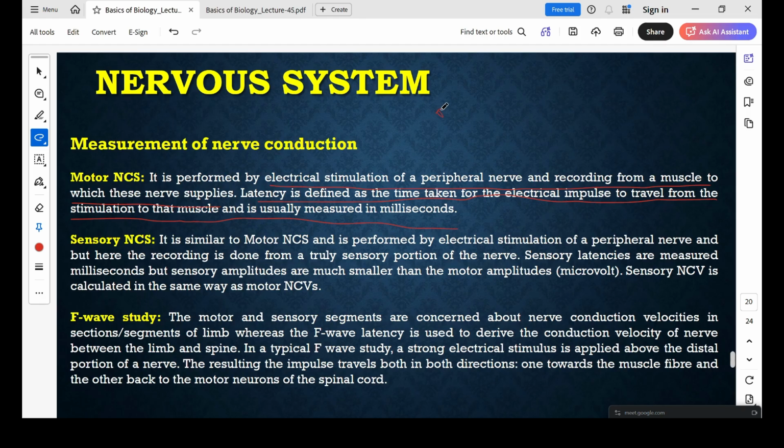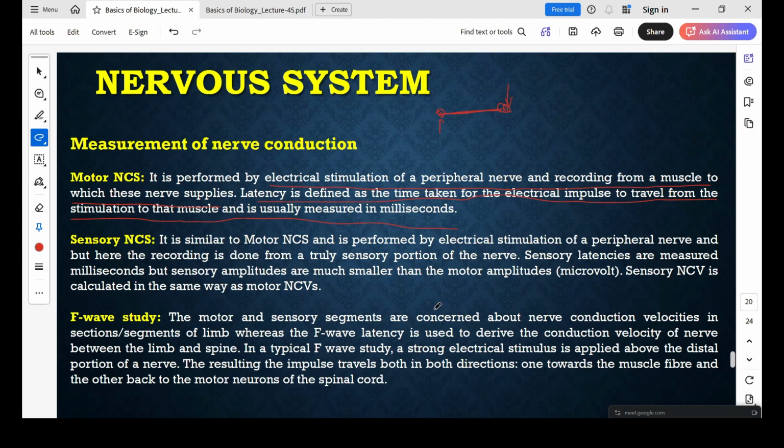So, a nerve goes from point A to point B. It is responsible for action at point B. So, the electrical impulse is applied at point A, then the time it takes for the effect to show at point B is noted down. If the latency is increased, that implies that there is something wrong with that particular nerve.